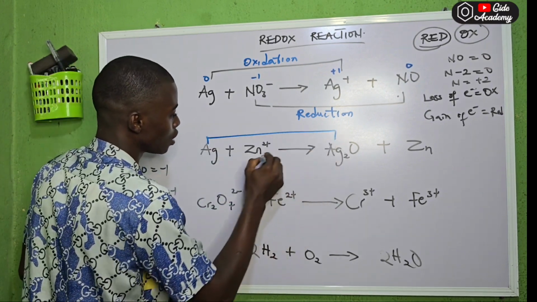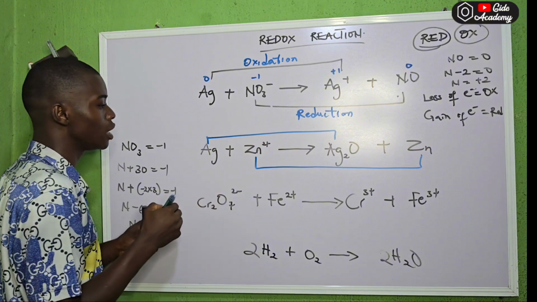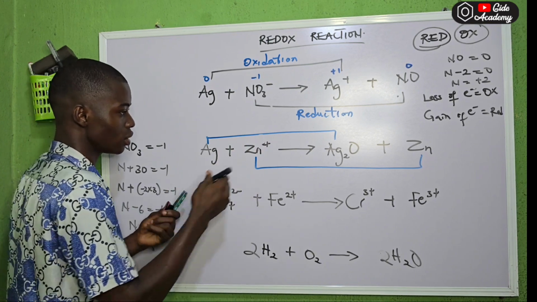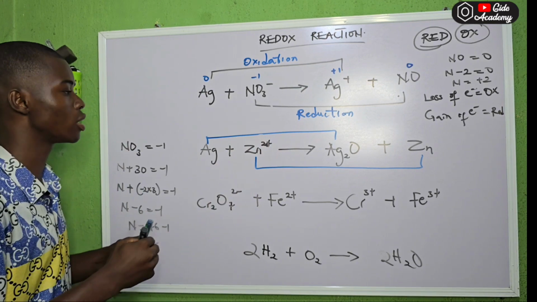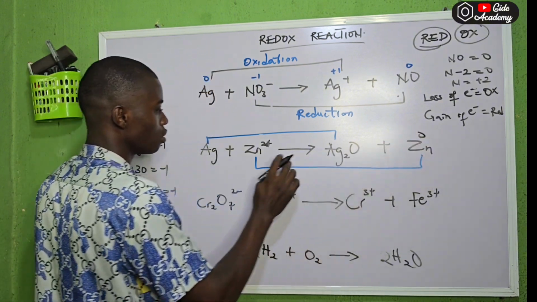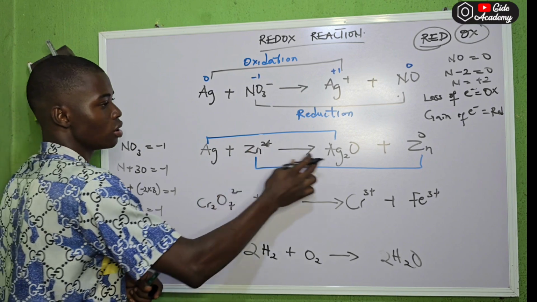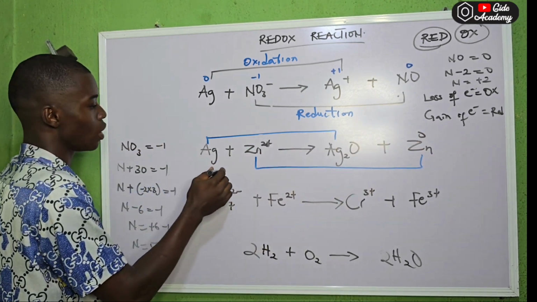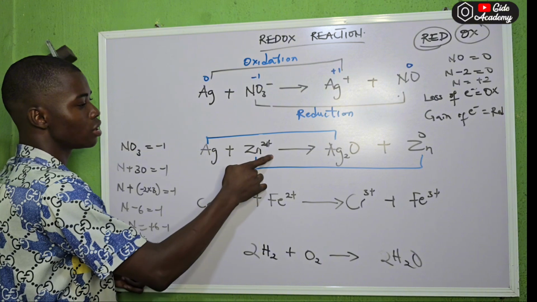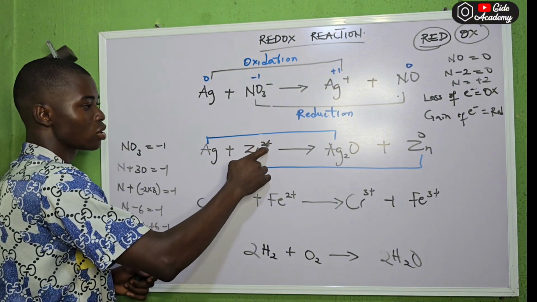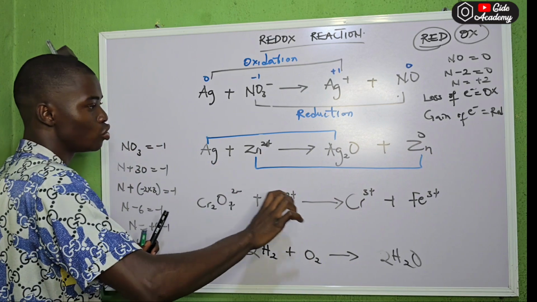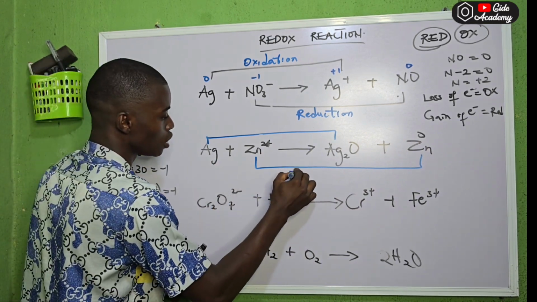So in the case of zinc 2 plus, zinc 2 plus has 2 electrons less, and at the end of the whole thing it became 0. Here is 2, here is 0. In this reaction here, you have zinc 2 plus. So if you have zinc that has +2 and you are moving to 0, from 2 to 0, that means you are reducing. So here reduction is taking place.